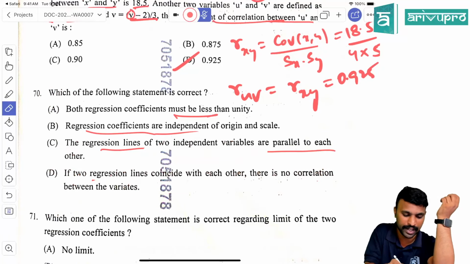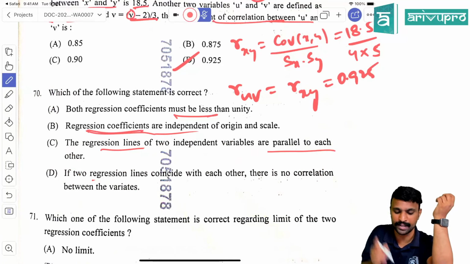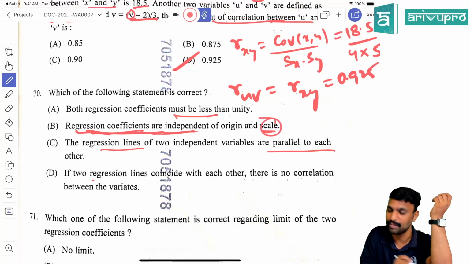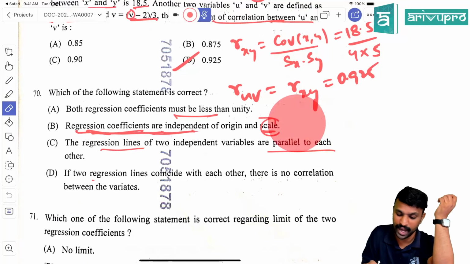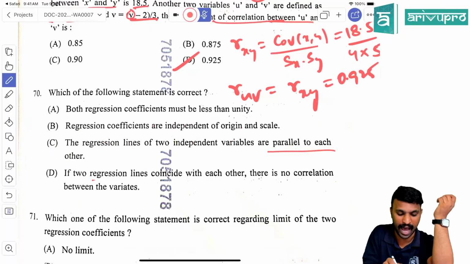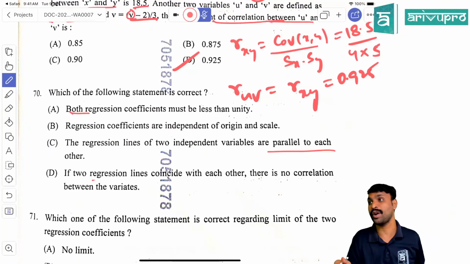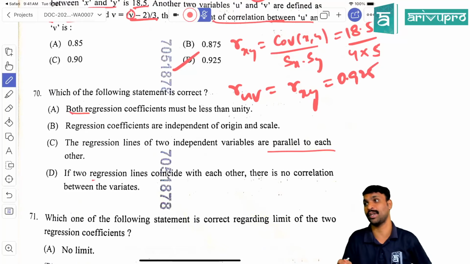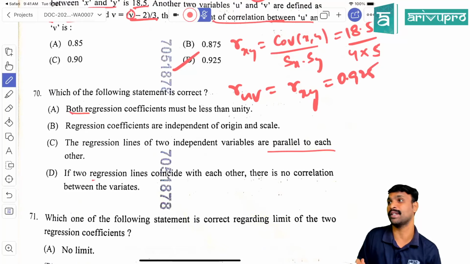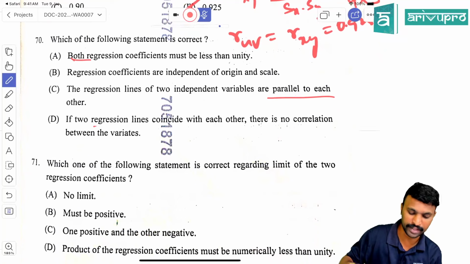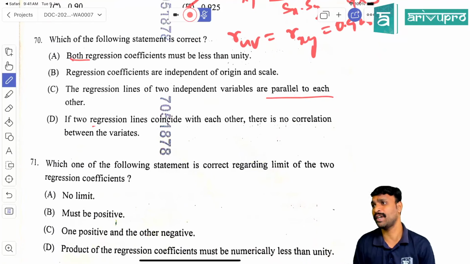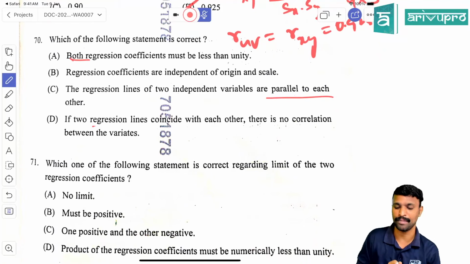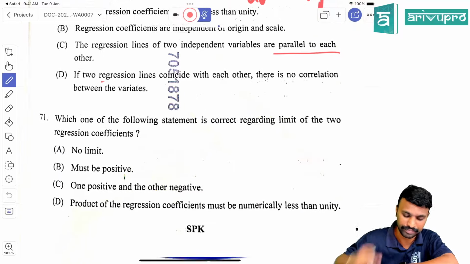In my knowledge, option B should have been the answer, but they should have given this: regression coefficients are independent of origin but dependent on scale. That is missing actually. Otherwise, if option A is correct, then the missing word in option A is that the product of both regression coefficients must be less than unity. So that's the mistake in the question. So please do comment about this. But whichever you take, you should be getting the marks because there is a mistake.